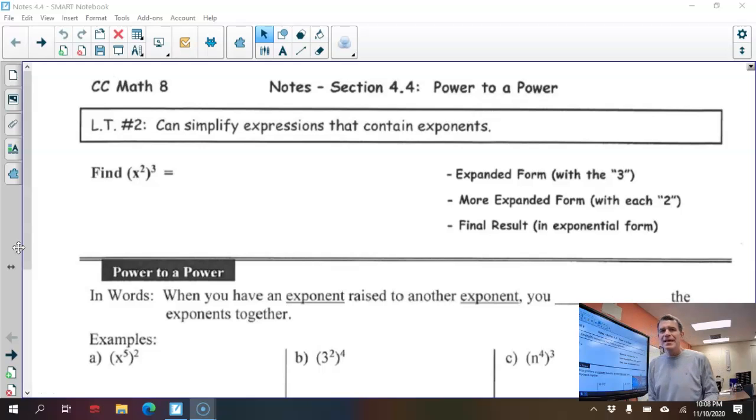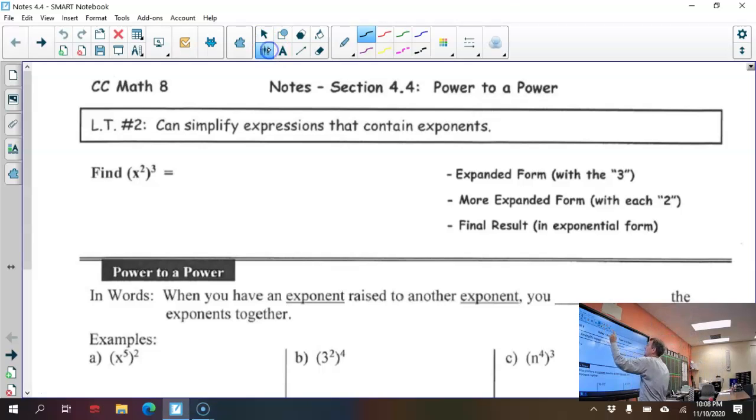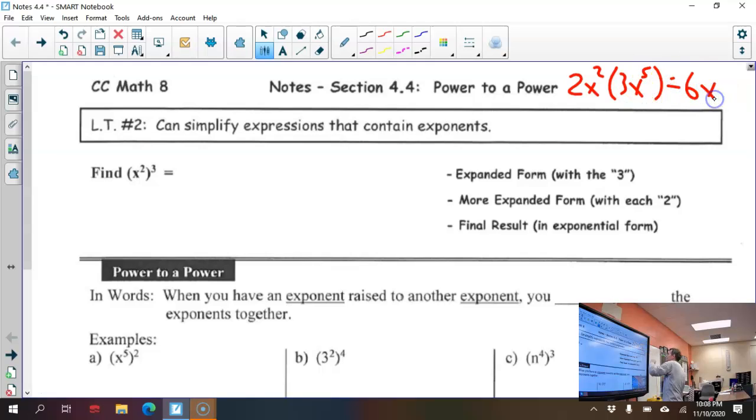You might remember that in the last section we talked about multiplying terms together and what happens to the exponents when you multiply terms together. Like if you multiply 2x squared times 3x to the fifth, you get 6x, and you add the exponents, and it would be 6x to the seventh. Remember, you multiply the coefficients, but you add the exponents.